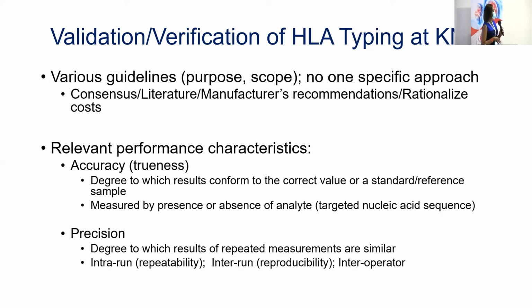I'll just mention what is important for qualitative tests, because HLA typing is a qualitative test. What we need to document is accuracy, or trueness: the degree to which the results in your lab are true or conform to a reference value or a standard sample. So can you detect what the test says you can detect? The other important aspect is precision, which looks at the degree of similarity between repeated assays.